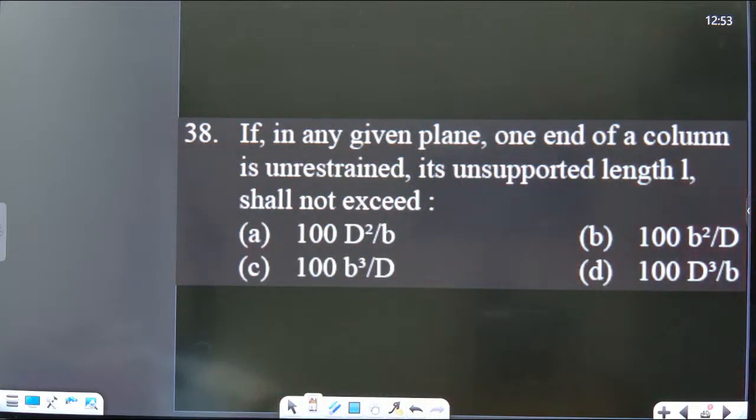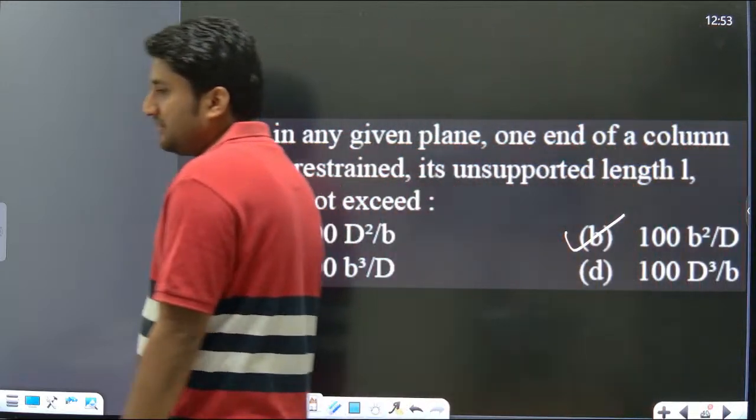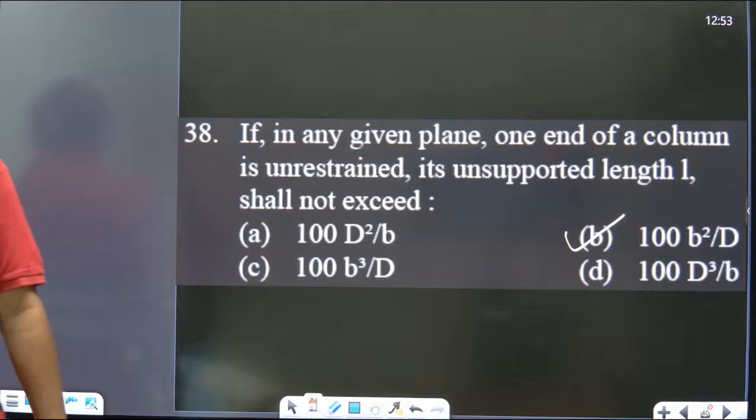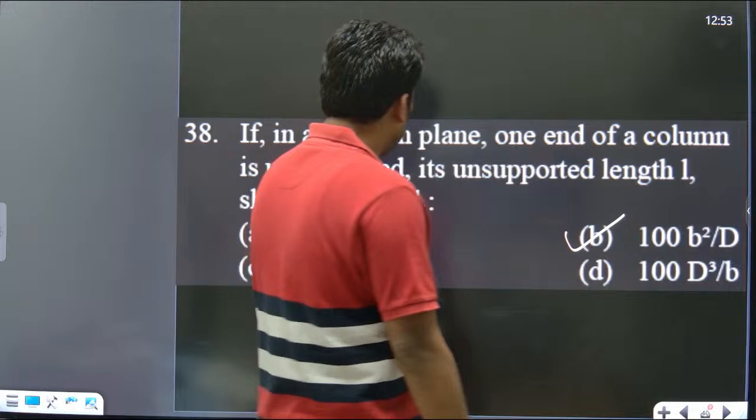In order to prevent buckling, the unsupported length shall not exceed, very good, 100 b square by d. Yes, option B is the correct answer. Understood, everyone?